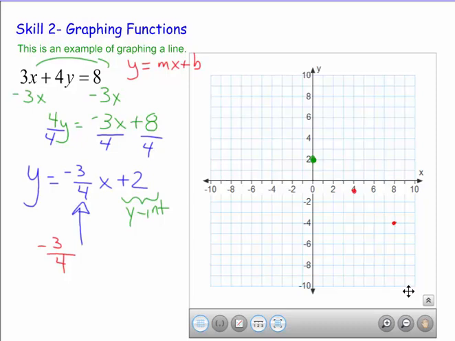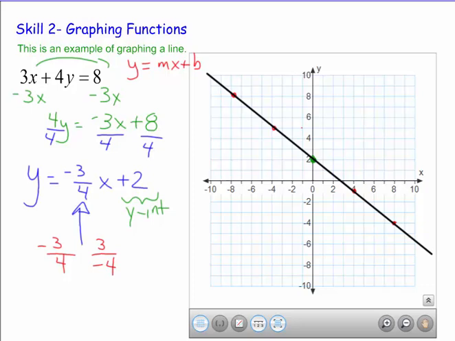If you wanted to look at it as positive 3 over negative 4, that's okay too. Starting back at the 2, if you go up 3, 1, 2, 3, and back 4, you can see it's also on that line. So 1, 2, 3, backwards 4. And there it is. Going to connect those points with a nice solid line.